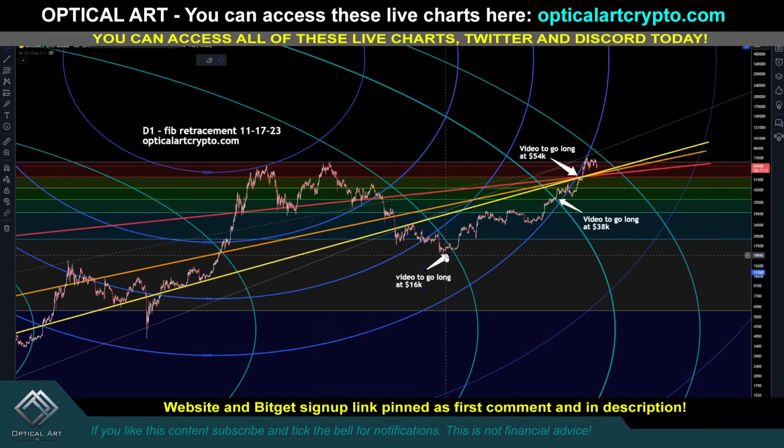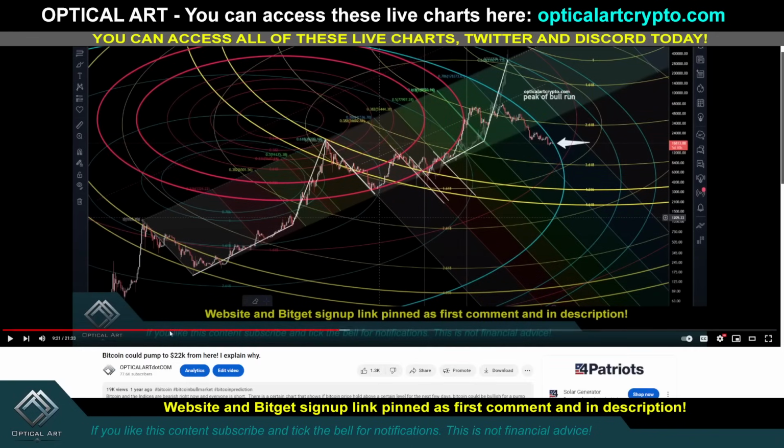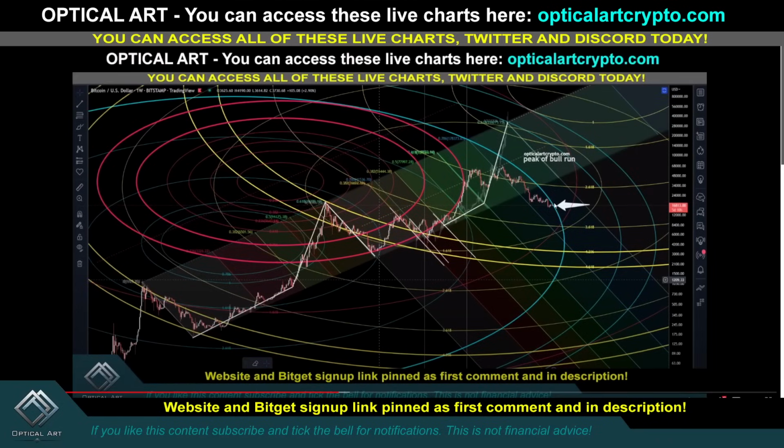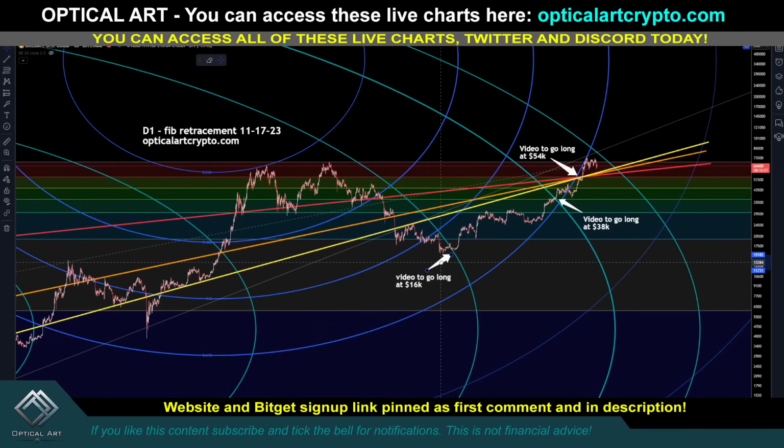I'm going to zoom out just a bit. We never crossed one of these blue rings without getting a pump. This was when price was around 16,000. That was this video right here. This is "Bitcoin could pump to 22K from here." I explain why, and it was because of this blue ring. I'll link this video now if you want to check it out. And you can see we crossed that ring. That was a point to buy in or go long.